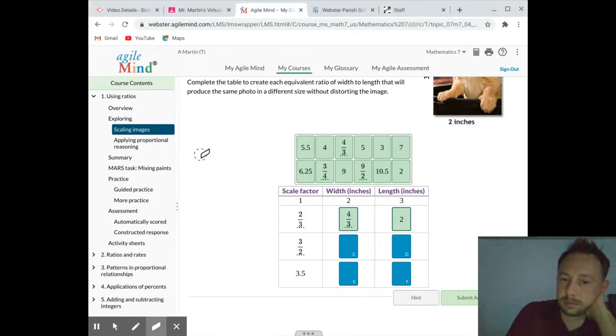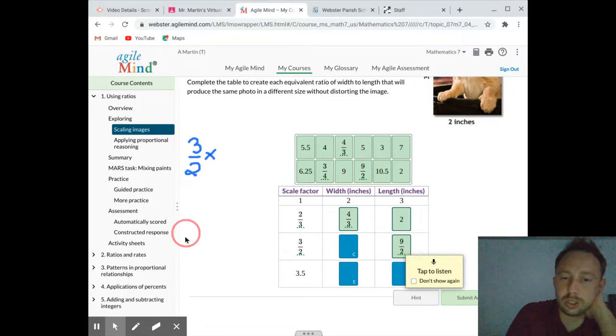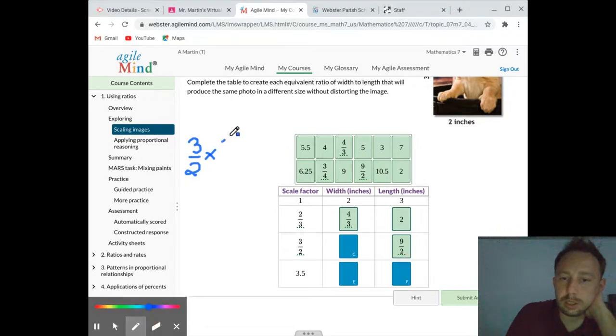I multiplied 3 times 3 and got 9, and 2 times 1 and got 2. Great job. And so that would be our answer to D. All right, you did a perfect job there. So she said she took 3 halves and multiplied it by 3, and this gave her 9 halves.